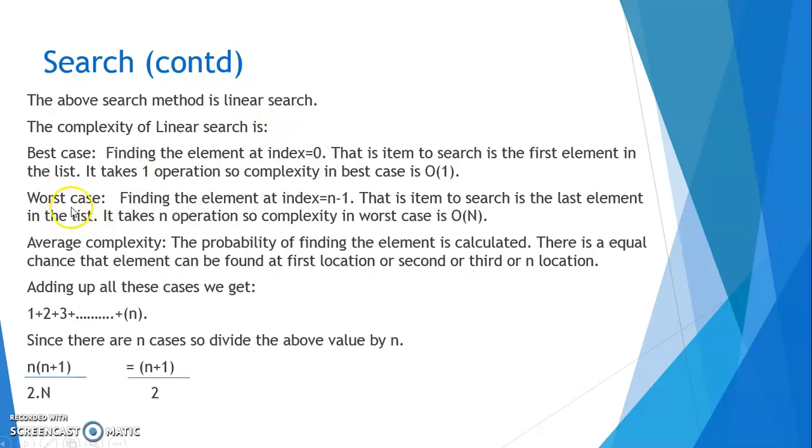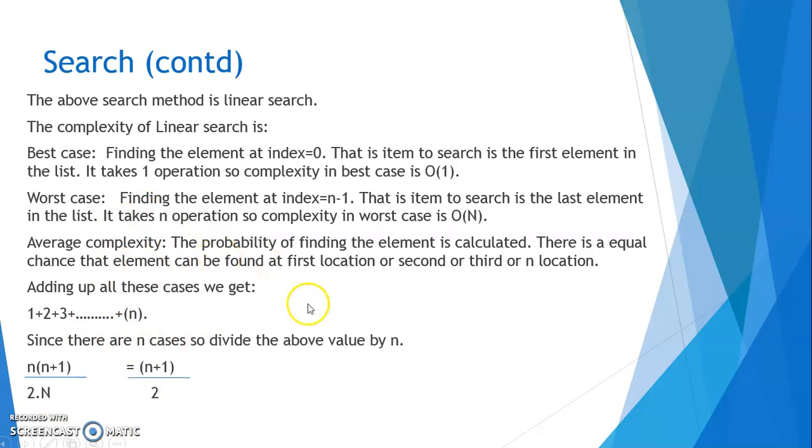Then the worst case is that the item that we were looking for is at the end of the list. So we have to go through all the n elements in the array and only then we will find the element. Then we have the average case complexity.